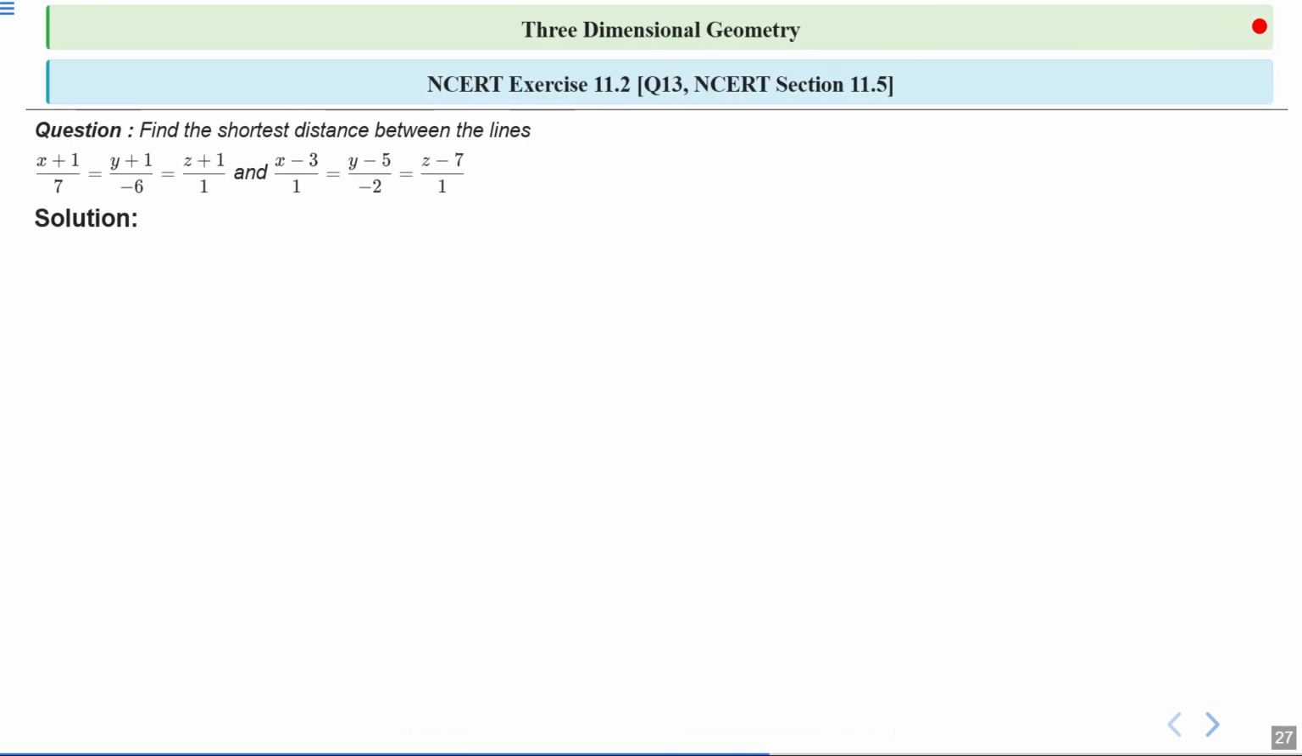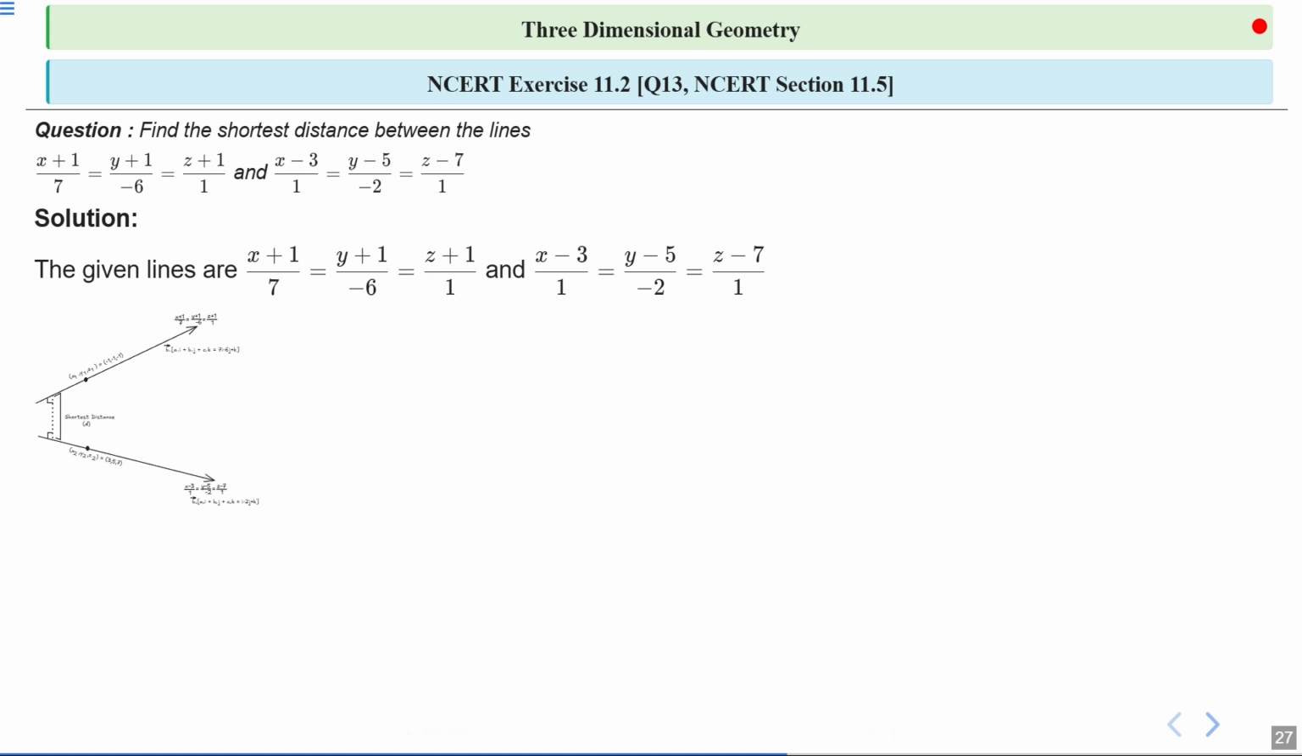So let's start the solution. How can we find the shortest distance? Again, the given lines are x plus 1 upon 7 is equal to y plus 1 upon minus 6 is equal to z plus 1 upon 1, and x minus 3 upon 1 is equal to y minus 5 upon minus 2 is equal to z minus 7 upon 1, right? Notice how this diagram visually represents the two lines in space. Got it?